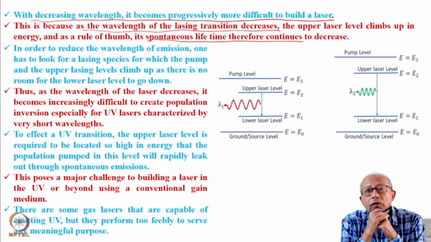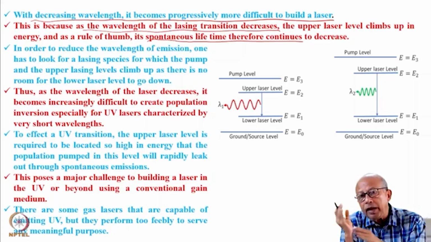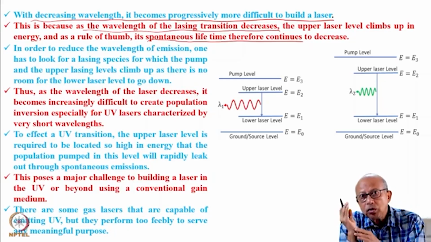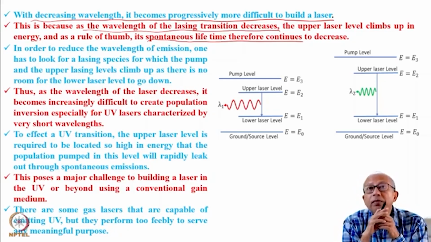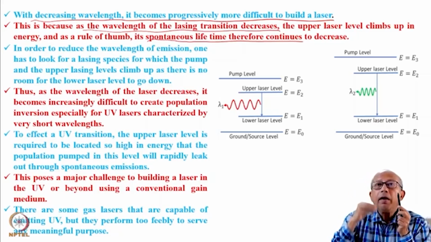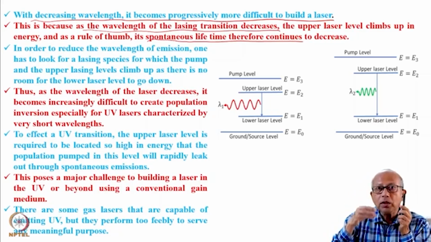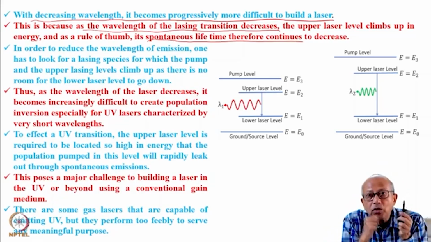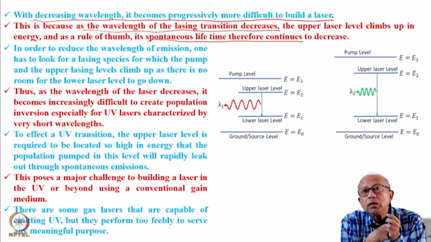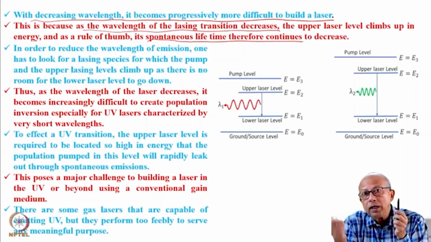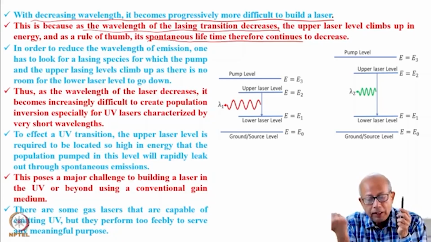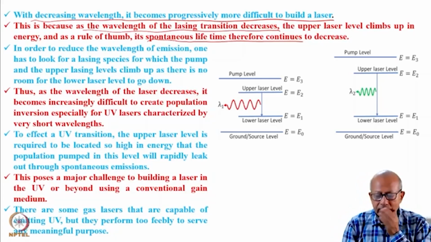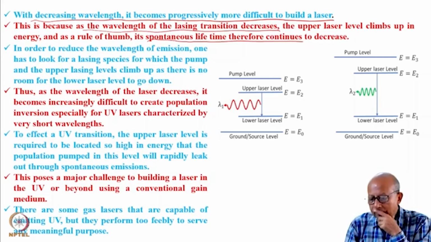That means if you transfer population to that level, the energy would very quickly relax and leak out due to spontaneous emission. It will be difficult to keep population stored in that level for a long time, or the realization of population inversion becomes difficult, because the spontaneous lifetime of the level reduces, so the energy will very quickly leak out of this level. Let us try to understand this in a little more detail.